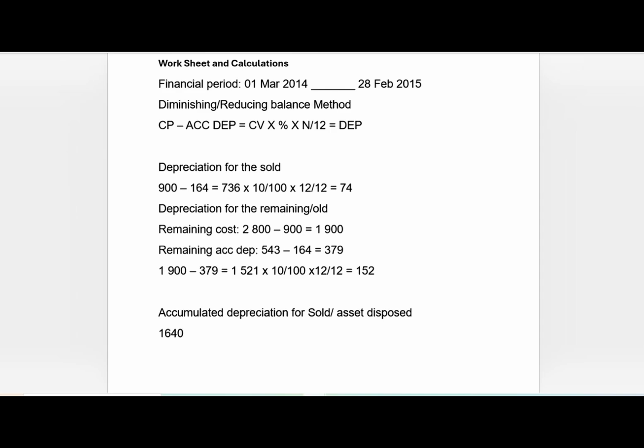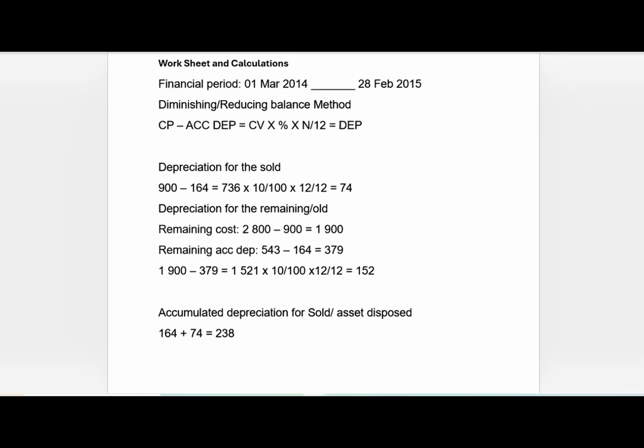is going to be the opening balance of the accumulated depreciation for sold, plus the depreciation for the current year of 74. How much are you getting right there? Let me put that quickly on the calculator. So 164 plus 74, I'm getting 238. 238 is the accumulated depreciation for sold, right? So now we are done with everything we need for depreciation.